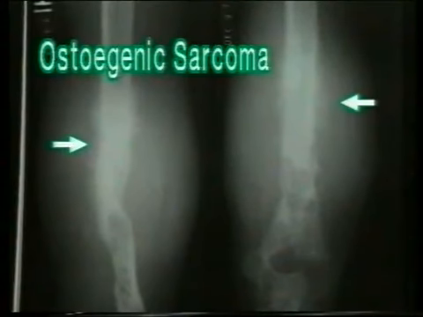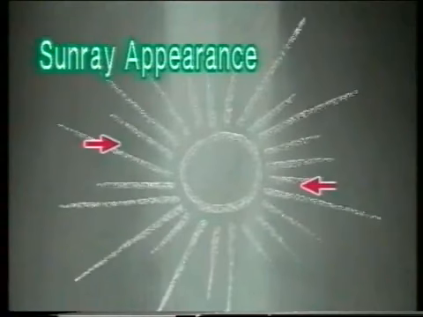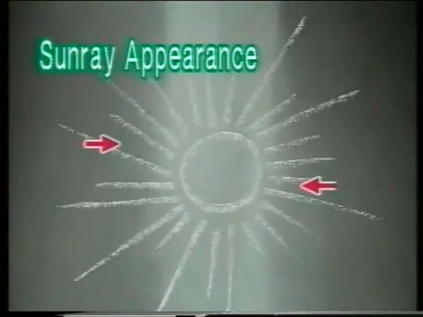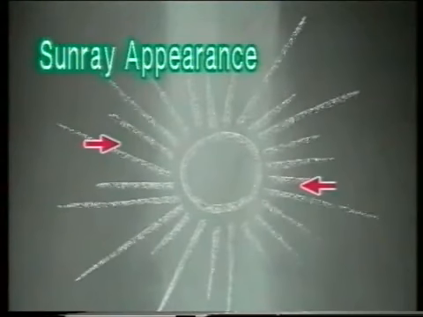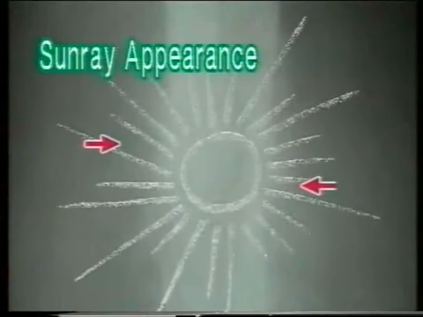Now let us come to the most important feature of this growth, that is new bone formation. Now note in the close-up view that there are bony spicules radiating from the growth outwards into the soft tissue mass, like the sun rays radiating from the sun. This is the classical sun ray appearance, diagnostic of an osteogenic sarcoma. Bone destruction with new bone formation is the feature of osteogenic sarcoma.